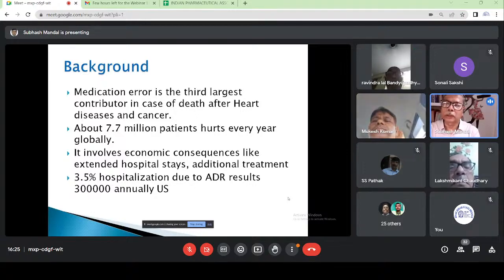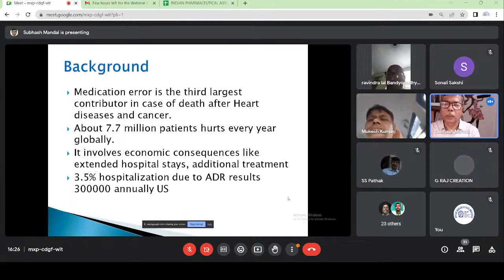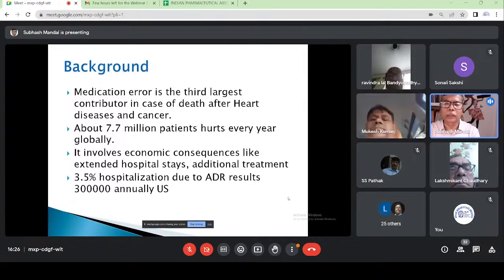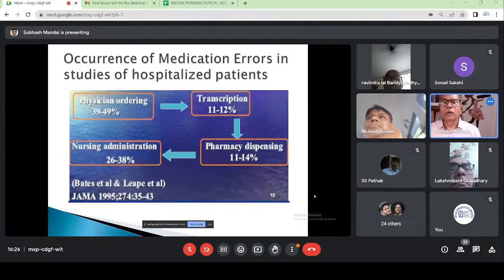Adverse drug reaction involves economic consequences like extended hospital stay and hospital treatment, and 3.5% hospitalization due to adverse drug reaction results, 3 lakhs annually in US. I'm quoting here the data from US to understand the magnitude of adverse drug reaction, because we don't have the exact data in our country.